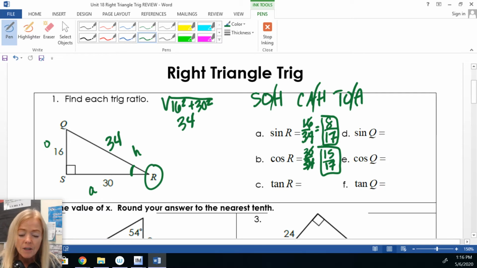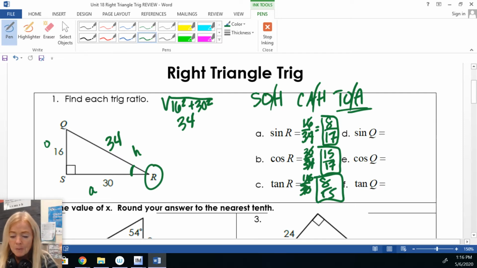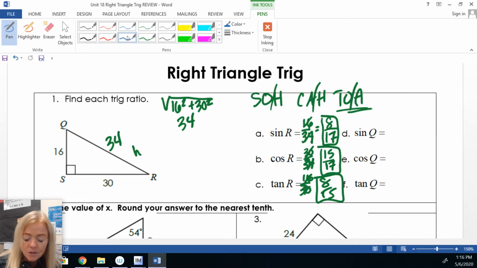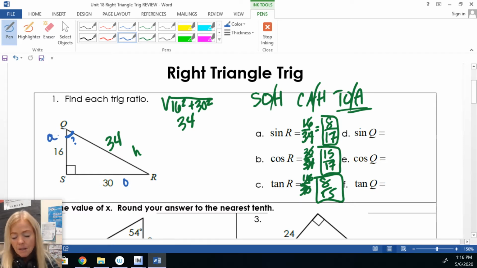And then your tangent of r is opposite over adjacent, TOA, so 16 over 30, and that simplifies to 8/15. Okay? Woohoo! All right, so now sine of Q. We're going to take away all of our angles that we were dealing with. Hypotenuse stays the same, but the O and the A will change. Now we're dealing with angle Q, our angle in question. So 30 is our opposite side and 16 is our adjacent side, and the hypotenuse is still the same.